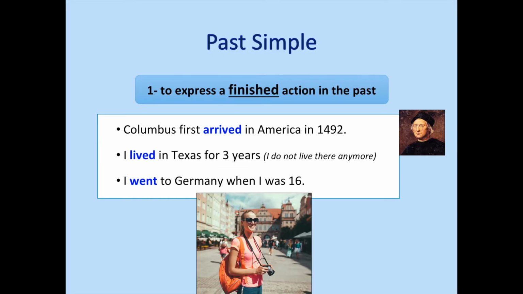Past simple is used in a few different ways. The most common way is to express a finished action in the past. For example, Columbus arrived in America in 1492. That is over. He is dead now. I lived in Texas for 3 years. Means I do not live there anymore.